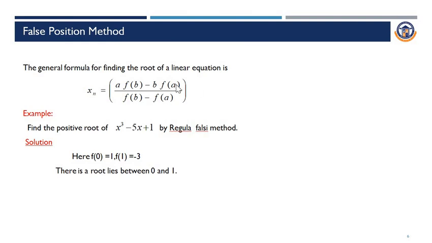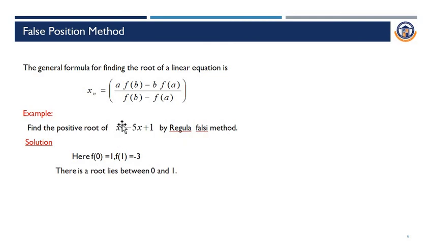a is nothing but the lower limit and b is nothing but the upper limit of the values which we obtained from the given equation. Always a is the lower limit and b is the upper limit. Let us see with an example. Let us take the example x cube minus 5x plus 1. I am going to find the root of this equation by using the regula falsi method.